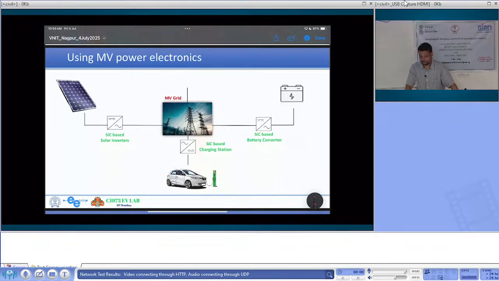What are your views? Okay, so I think what he's saying is, why can't you have a DC distribution system which is exclusively for all the EV charging stations, right? So what are your views? Go ahead.